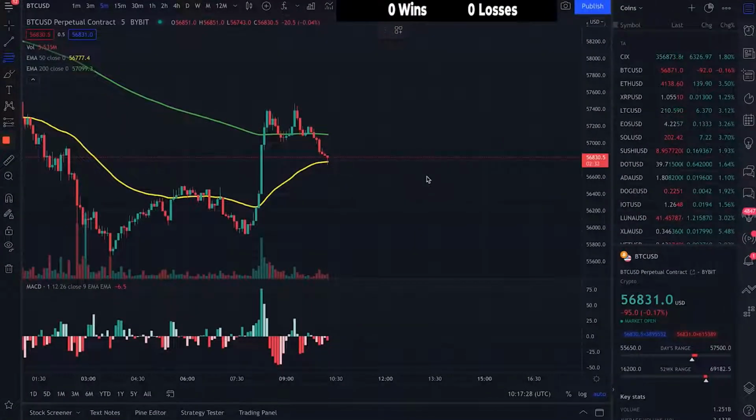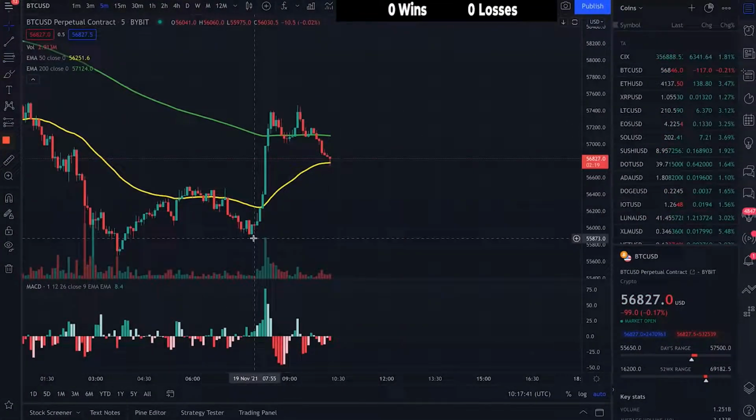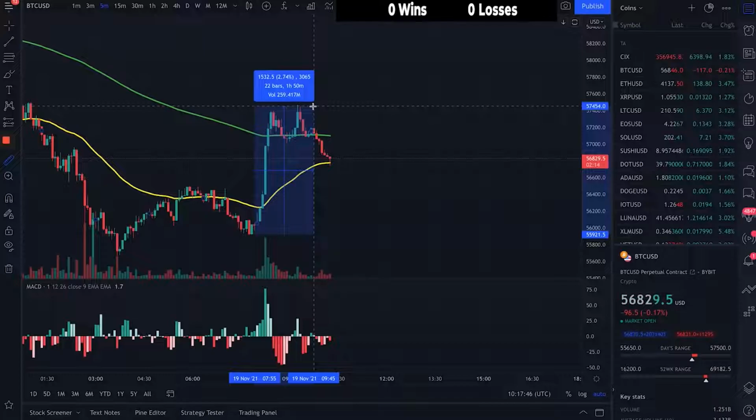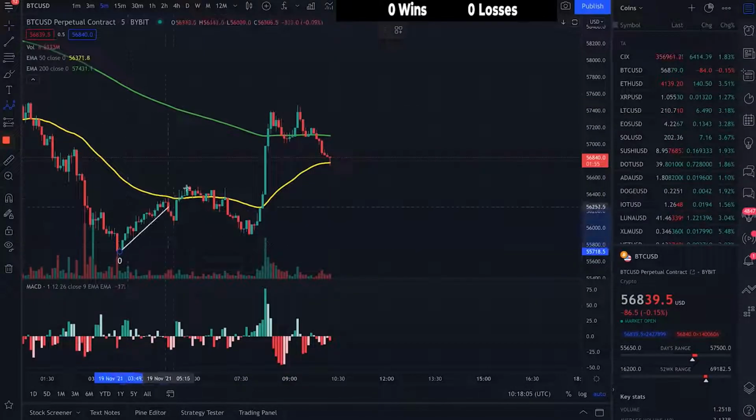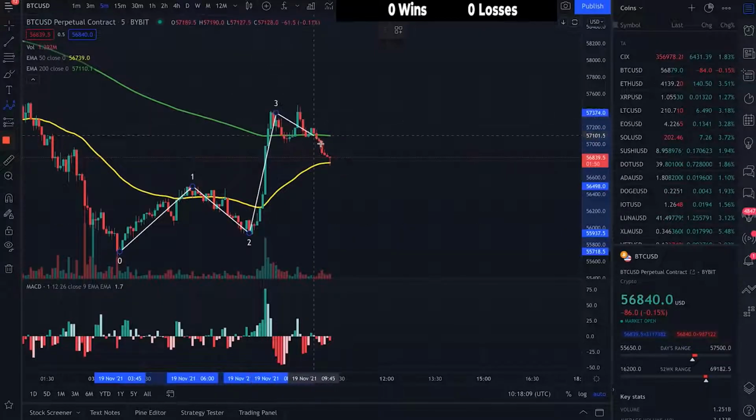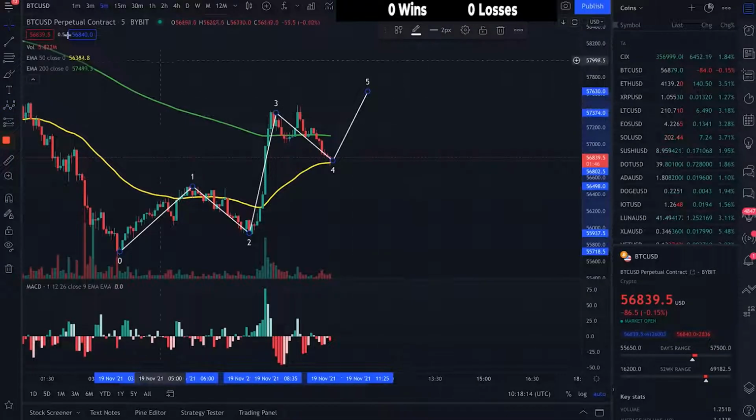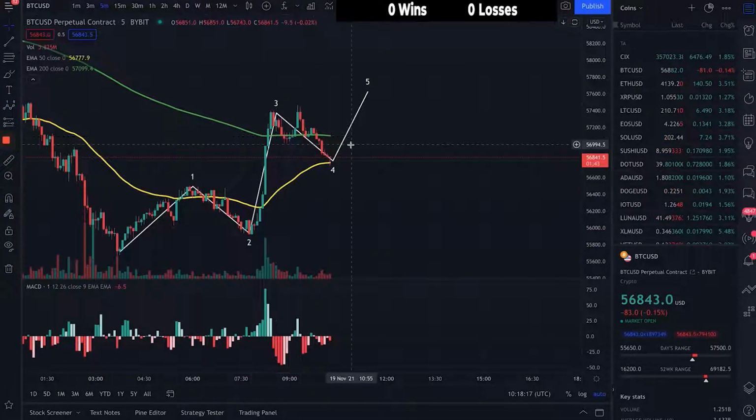Alright guys, it's time for a trade right now. We had a pump here of almost 3% on the 5-minute time frame. We have one wave, then the second retracement wave, then the third wave and the fourth retracement wave, and now I expect another wave to the upside. So therefore I will enter a position right now.